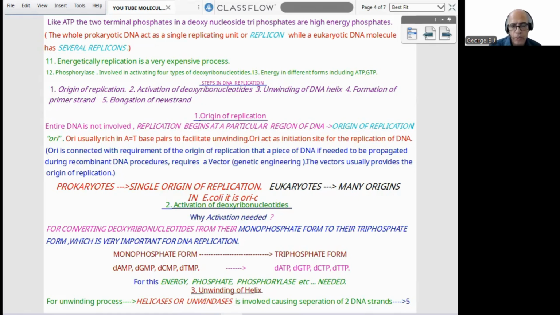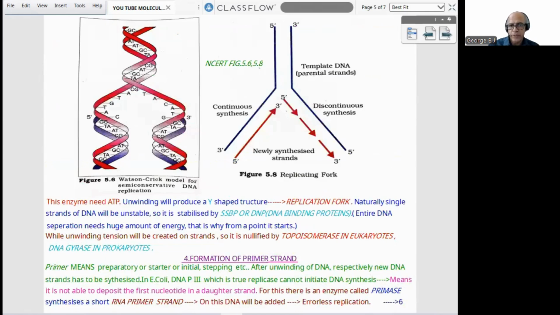Now the third point is unwinding of helix. For the unwinding process, the main enzyme is helicase, often referred to as unwindase, which causes separation of DNA strands. That is why I gave the enzyme function in the beginning. Now we can proceed to the next page. NCERT diagrams, comparatively easy. And remember, this diagram is a labeling question, problem type question, and they'll be asking lagging strand, leading strand, what is the direction, all this. So we can proceed. The enzyme needed is unwindase. For unwinding, ATP is needed.